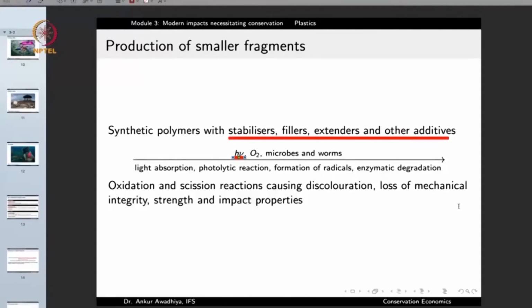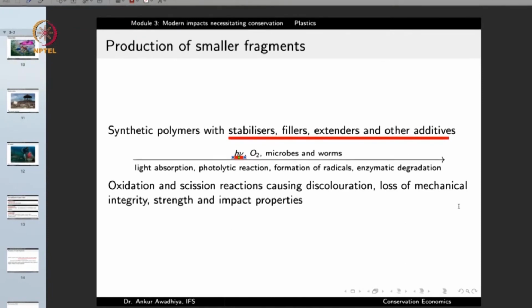So a good example is if you take this bottle and if you keep it on your rooftop for a few months, you will start seeing that it will slowly turn whitish in color and then it will start to become more and more brittle. And after a while, it will start converting into smaller fragments.